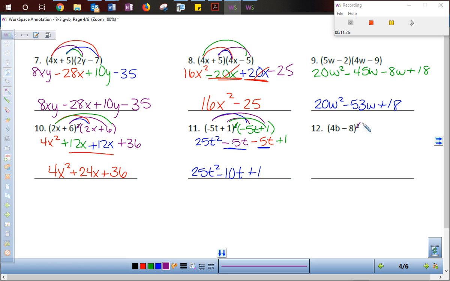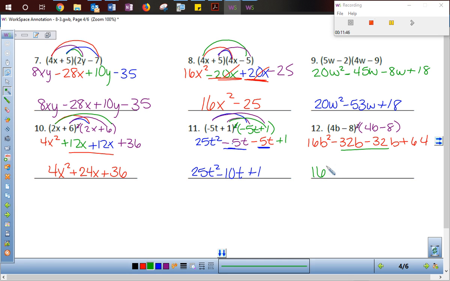So you should have crossed this out and rewrote it as 4b minus 8. Then when you FOILed, first you should have gotten 16b squared. Outside would be minus 32b. Inside would be minus 32b. And last would be plus 64. Then when you combine your like terms, you'll get 16b squared minus 64b plus 64.